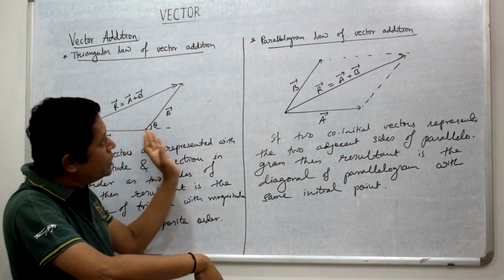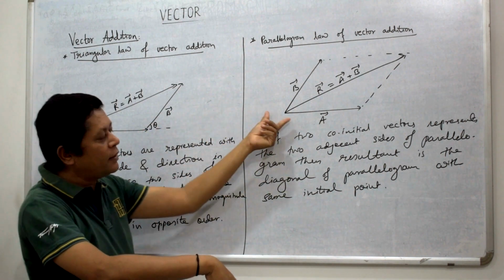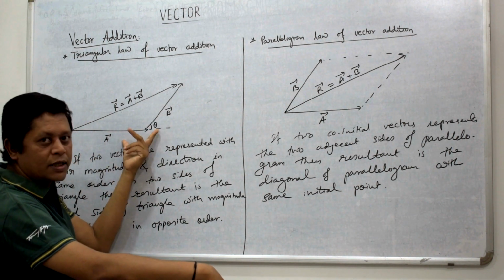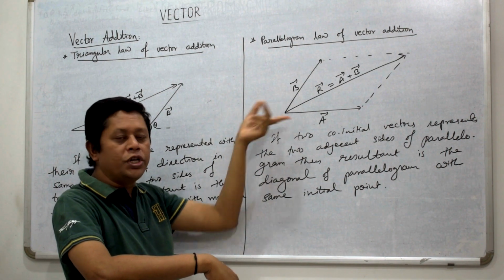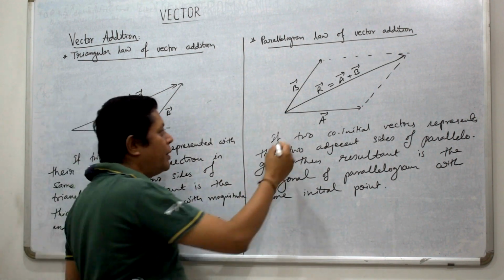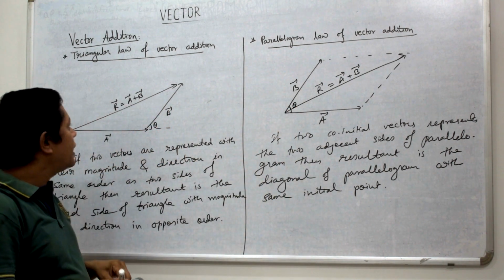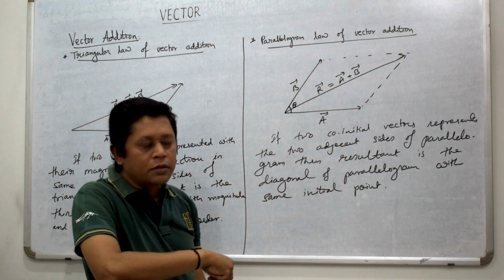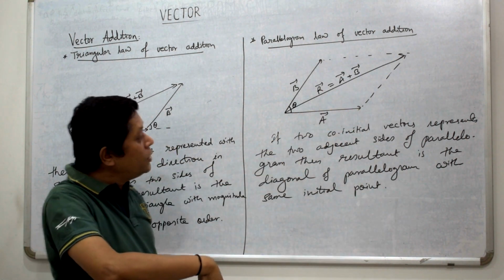Now, what is the difference in these two? It is the representation of vectors. Here, two vectors are represented as two sides of a triangle. Here, these two vectors are represented as two co-initial vectors. Here also, if the angle between two vectors A and B is theta, whatever is the value of R in this case, the same value of resultant you will get in this case also. Here also, you write R is equal to A plus B. Okay, so this is the statement.